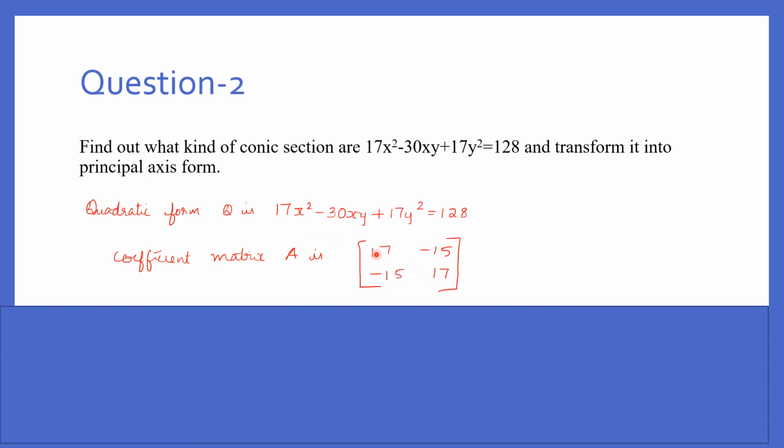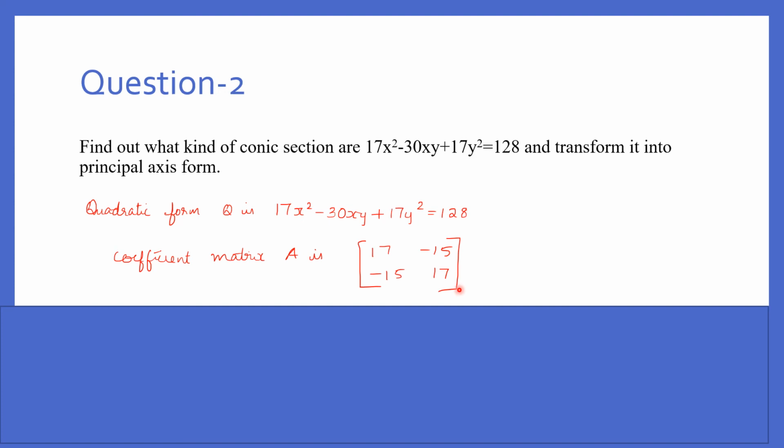So x into x square coefficient is 17. Then for xy we are having minus 30 with us. We have xy as well as yx, so minus 30 divided by 2, that is minus 15 here, and minus 15 is plotted here. So minus 15 plus minus 15 is minus 30. So this position is y into y, the y square position. Coefficient of y square is 17. So our coefficient matrix is 17, minus 15, minus 15, 17.